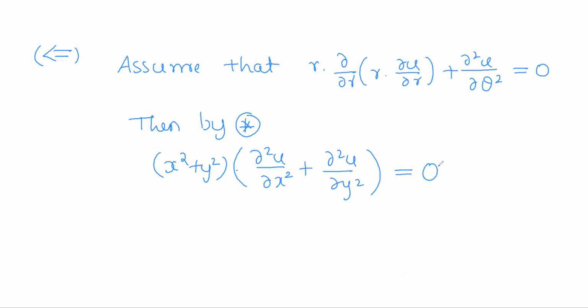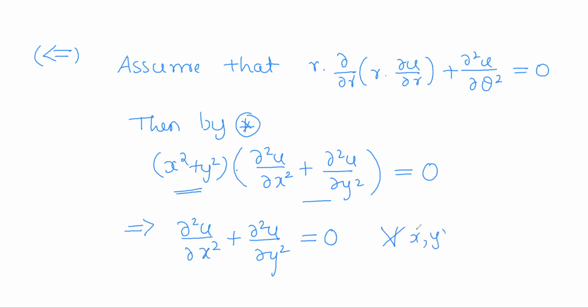So as this term is equal to 0, the product will be equal to 0. So the product equals 0 means any one has to be equal to 0, right? So whenever this term is non-zero, this term has to be equal to 0. So ∂²u/∂x² + ∂²u/∂y². So we can say this will be equal to 0 for all x and y in Ω with xy not equal to 0, 0.